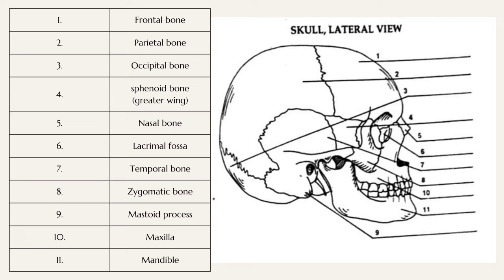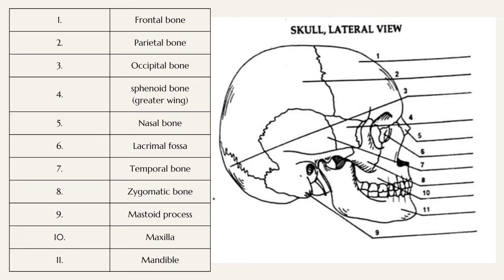The zygomatic bone is a paired irregular bone that defines the anterior and lateral portions of the face. Zygomatic bones are important contributors to mastication or chewing, providing an attachment point for the masseter muscles, a jaw adductor that closes the jaw.